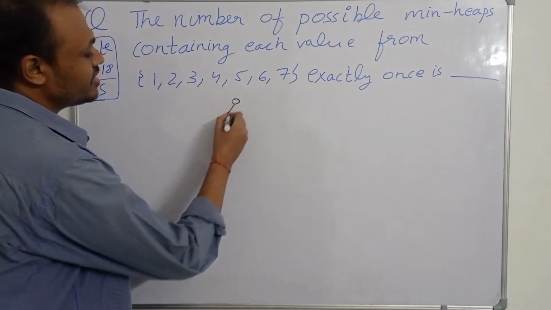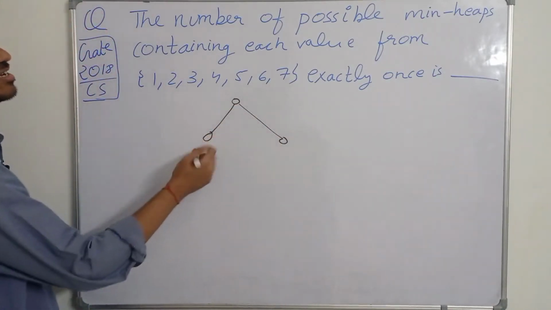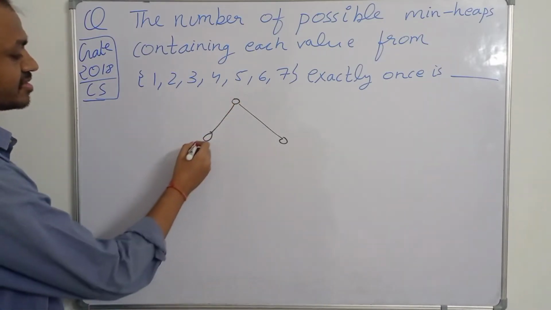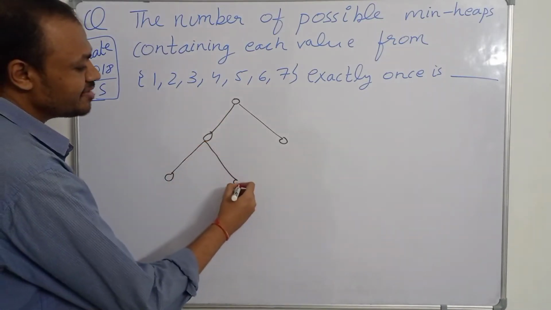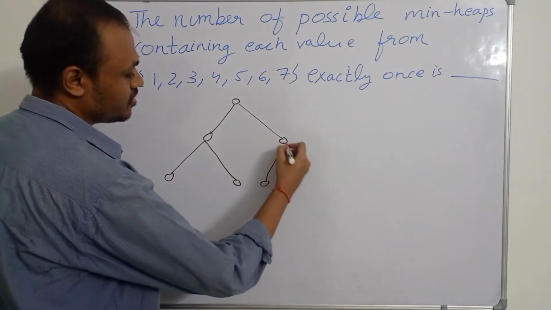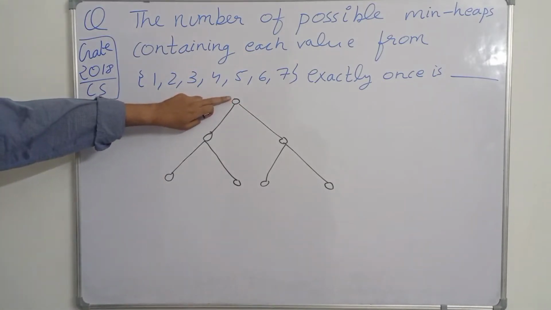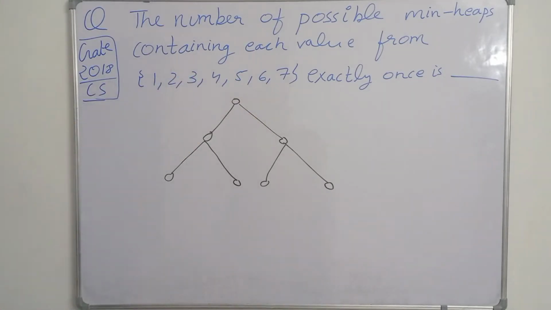Okay, so if this is the node and these are its two children, the value of this node will be less than or equal to its children. Similarly, we are given 7 values, so the min heap will look like this. A min heap is a balanced binary tree, and in a min heap the value of the root is always the lowest in the tree. The value of this root node will always be the lowest in the entire tree.